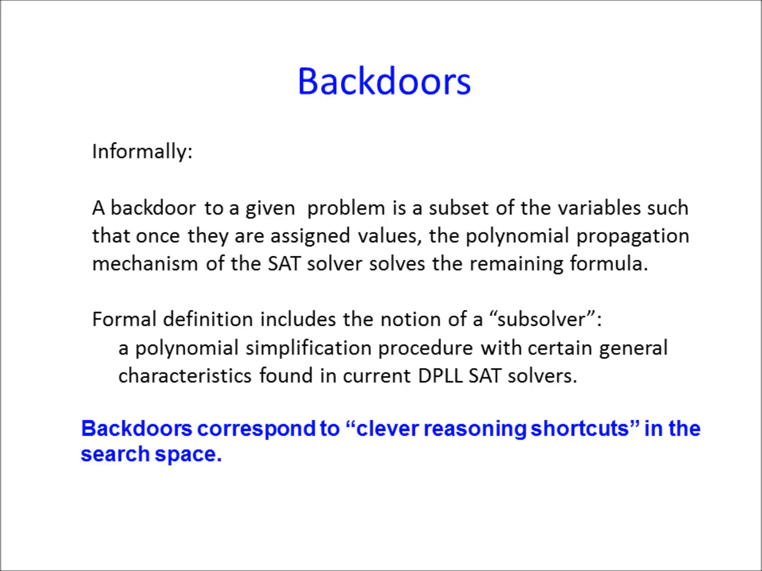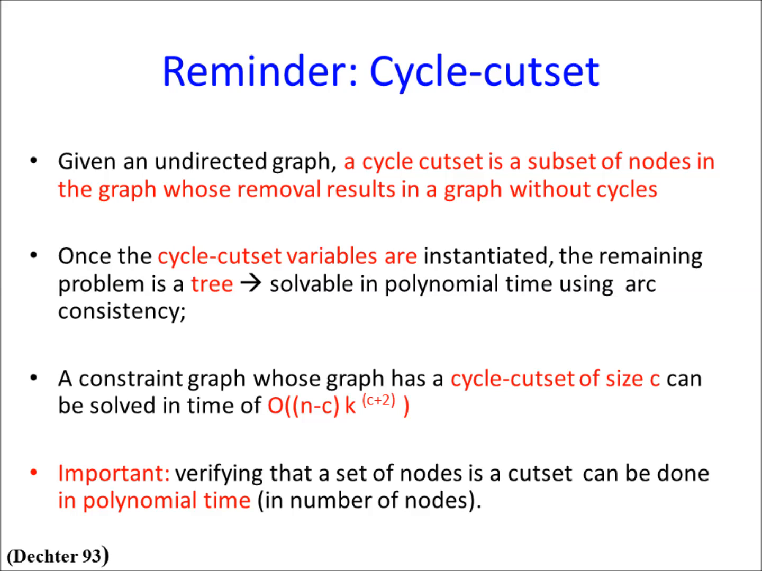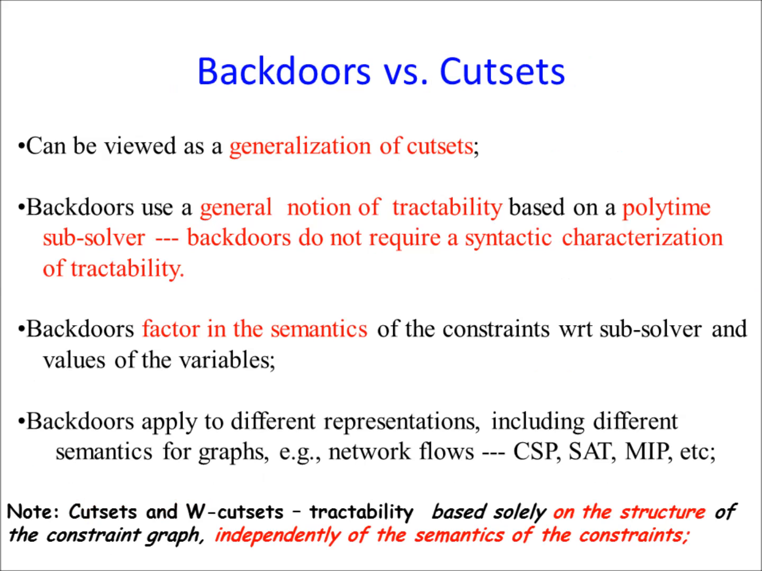This is the formal definition. It says, a backdoor with respect to an algorithm A is a non-empty subset of variables such that as soon as I assign those variables to the specific assignment, A, the algorithm, will quickly return a satisfying assignment. And A is typically unit propagation. And a strong backdoor is when A will also tell me that the formula is unsatisfiable. But let's not worry about strong backdoors. There are beautiful connections with cycle cutset that I'm going to skip. And I'm going to get to the point.